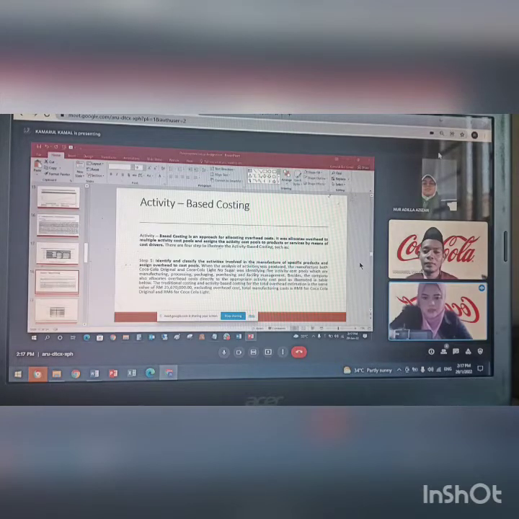Then for activity-based costing, it is an approach for allocating overhead cost. It allocates overhead to multiple activity cost pools and assigns the activity cost pools to products and services by means of cost drivers. So from this approach, there are 4 steps. The first step is to identify and classify the activities involved in the manufacture of specific products and assign overhead to cost pools.